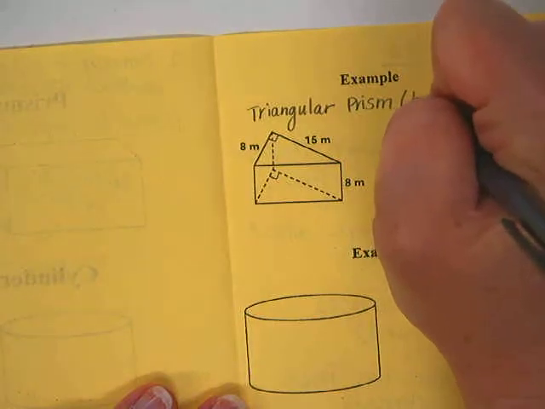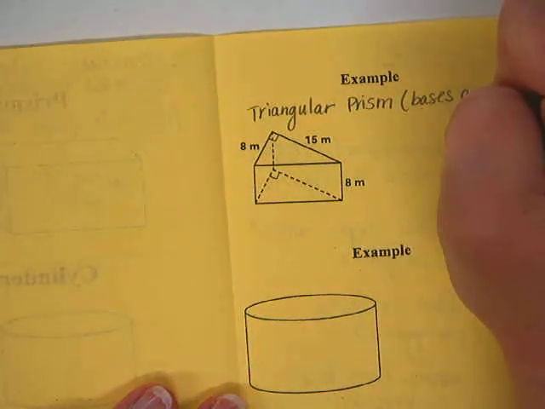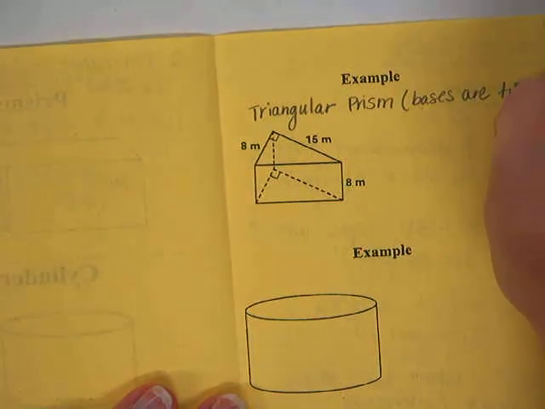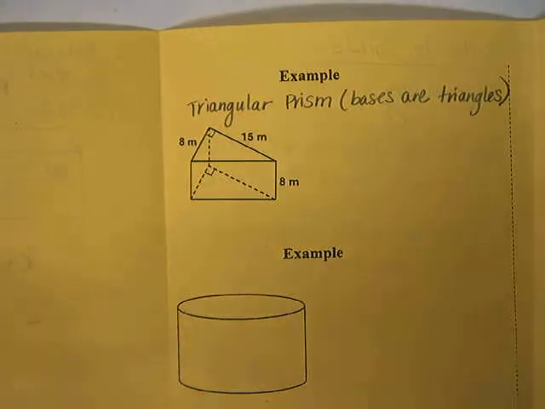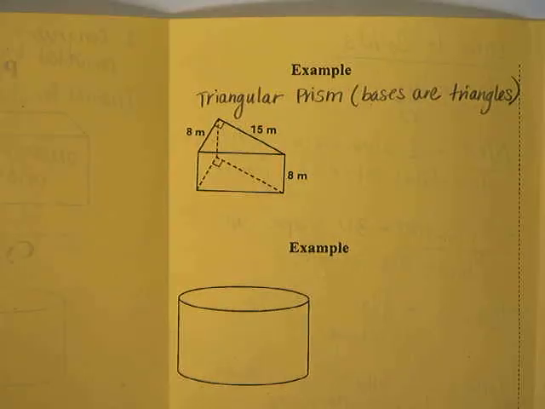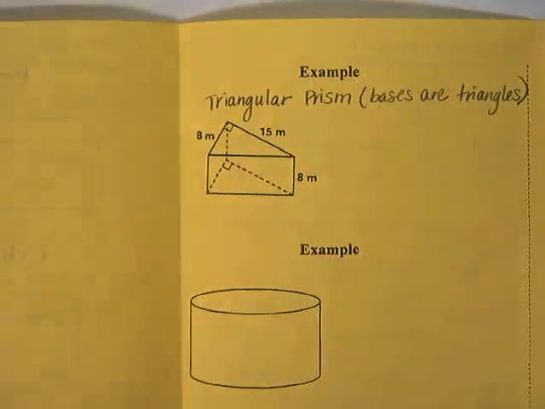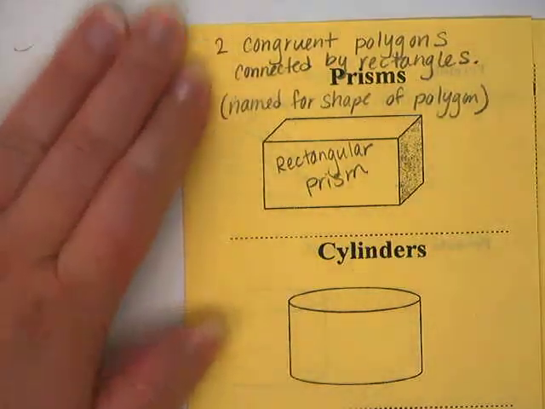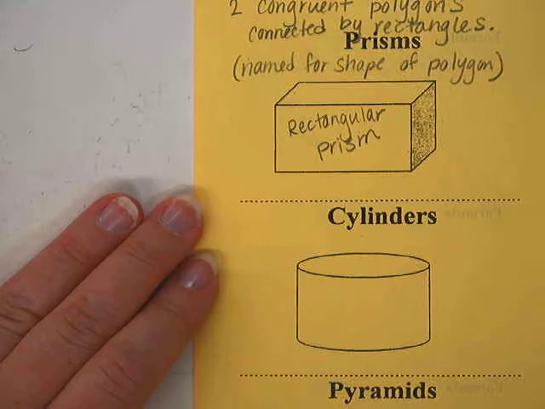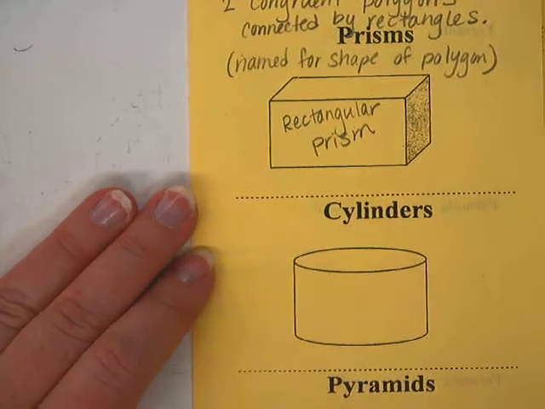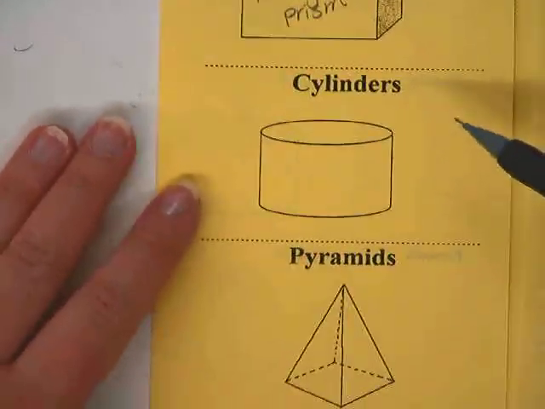This one's a triangular prism because the bases are triangles. Okay. We'll come back to the inside later when we're actually learning surface area.